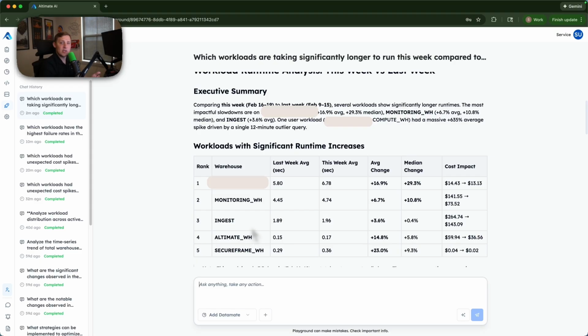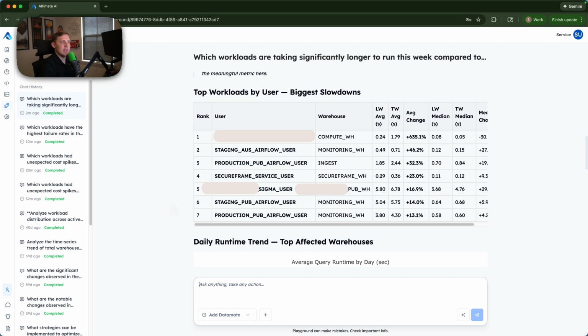The next thing the AI talks to us about is actual user data, right? For our user data, you can see the user, the warehouse, and then their average change and how long things took there. So if you have one specific user, for example, whose queries are taking a lot longer, the AI is going to tell you exactly who that is, so that you can help that person work with their queries a bit more.